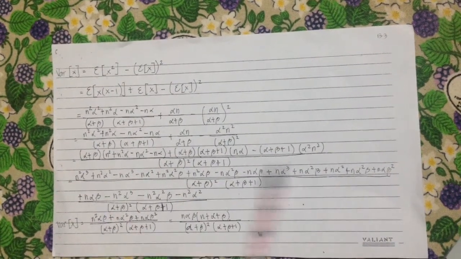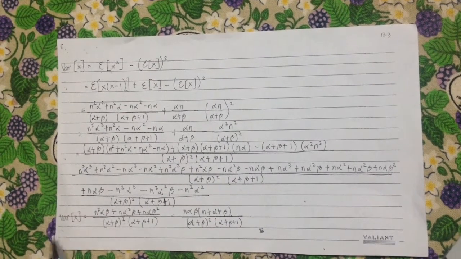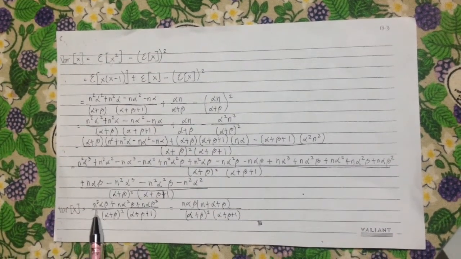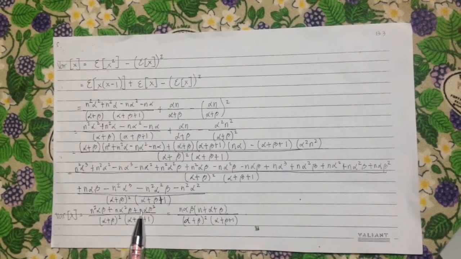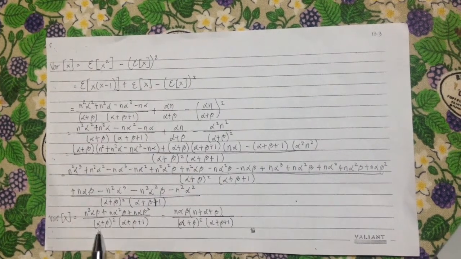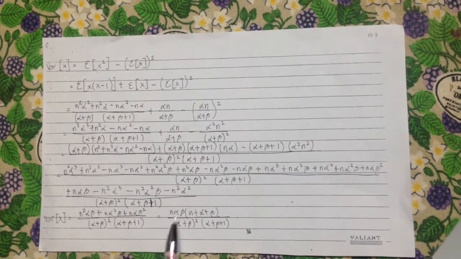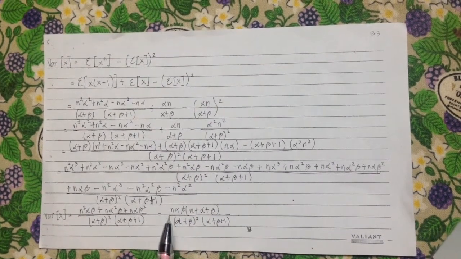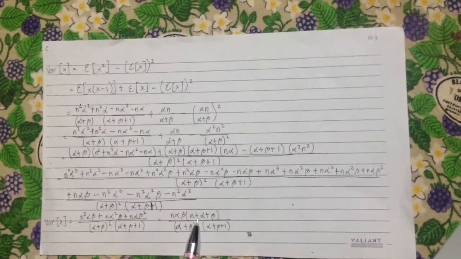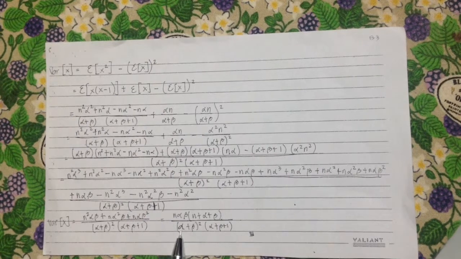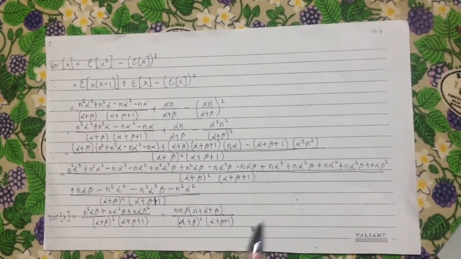So to simplify it all, we have the variance of x is equal to n squared alpha beta plus n alpha squared beta plus n alpha beta squared, all over alpha plus beta squared times alpha plus beta plus 1, which is equal to n alpha beta times n plus alpha plus beta, all over alpha plus beta squared times alpha plus beta plus 1.